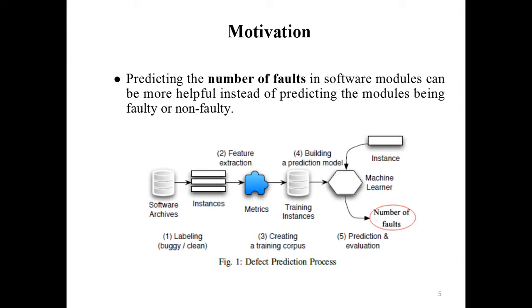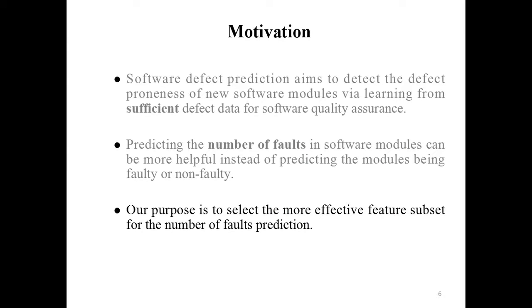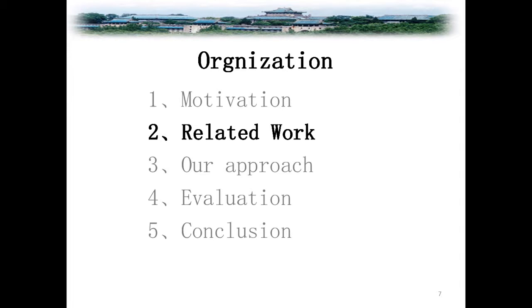Thus, predicting the number of faults in software modules can be more helpful than predicting modules as faulty or non-faulty. But irrelevant and redundant module features may undermine the prediction effect. So, our purpose is to select a more effective feature subset for predicting the number of faults. Then, we talk about the related work.